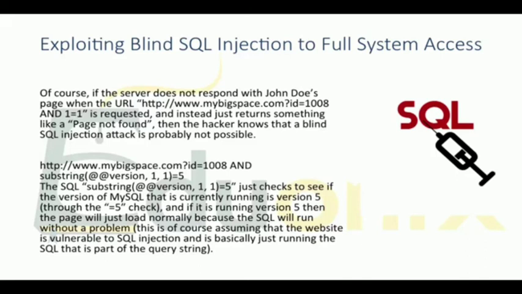So chances are, if mybigspace.com isn't running MySQL Server 5, then the SQL string appended, version 1, 1 equals 5, will return false because the check for equality is false. This means that the page will probably not load because the profile will not be retrieved, so the hacker knows that the version of MySQL running isn't version 5.